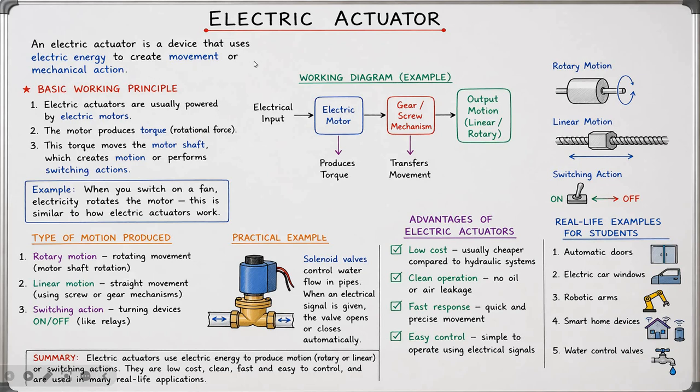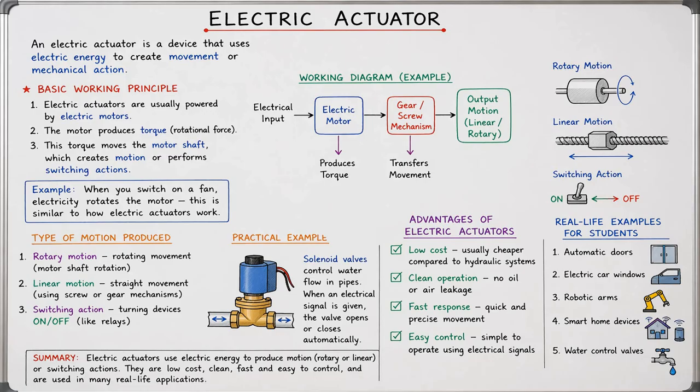An electric actuator is a device which uses electric energy in order to create movement or mechanical action. The basic working principle is that electric actuators are usually powered by electric motors, and these motors produce torque, that is nothing but a rotational force, which in turn moves the motor shaft and creates motion or performs the switching actions.